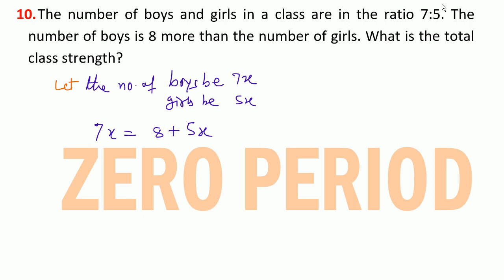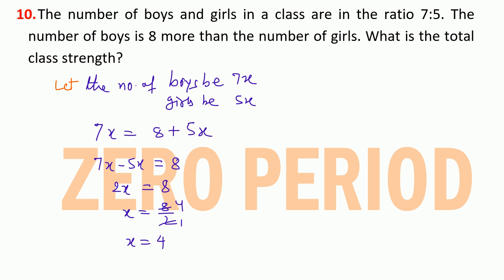Transpose this 5x to the left hand side. We will get 7x minus 5x is equal to 8. If 7x and 5x are subtracted, we get 2x. 2x is equal to 8. Again get the value of x. x equal to 8 by 2. So 2 cancels into 8, 4 times. x is equal to 4.